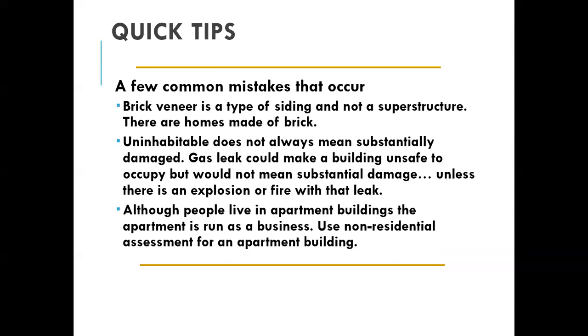Some other quick tips: brick veneer is not part of the superstructure, so this is just a type of siding that gets put on the outside, and it's not actually made of brick, so that's something to be aware of. If it's marked as uninhabitable by emergency management or whoever, that doesn't necessarily mean it is substantially damaged, sorry. It could be a gas leak or something else that could be repaired simply that would make it habitable again. And then apartment buildings are basically businesses, even though they're residential structures. So what you should use is the non-residential assessment for that.